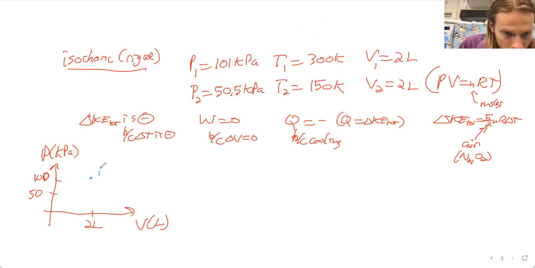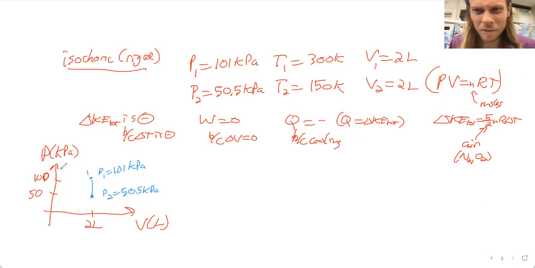Process 1 here: P1 equals 101 kPa. That's stage 1. Stage 2 at the same volume is P2 equals 50.5 kPa. You don't actually have to label this, but I'm just reminding us of these exact values, although I may be labeling my axes differently. That's up to you, how accurate you want to be. Either way, it goes down from point 1 to point 2.